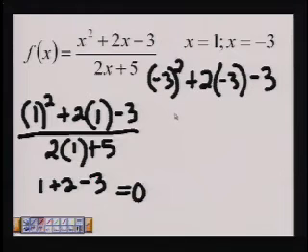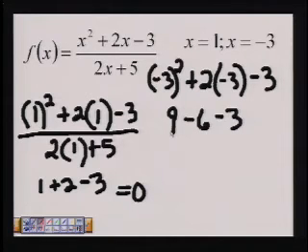-3 squared, remember that will be positive, so that's 9. 2 times -3 would be minus 6 and minus 3. So 9 minus 6 is 3, minus 3 is 0. So again, I'll have a fraction with a 0 on top, therefore the -3 does work as a root to the function.